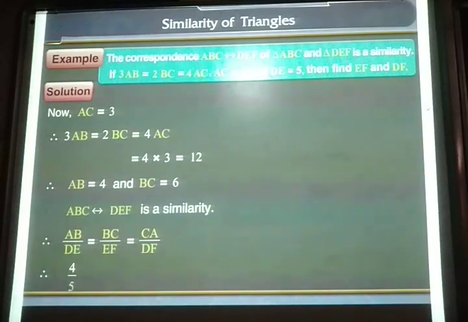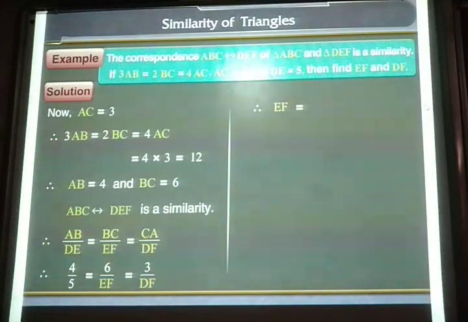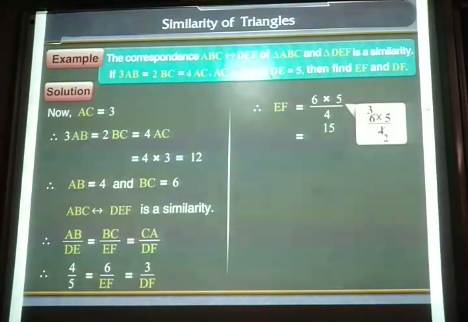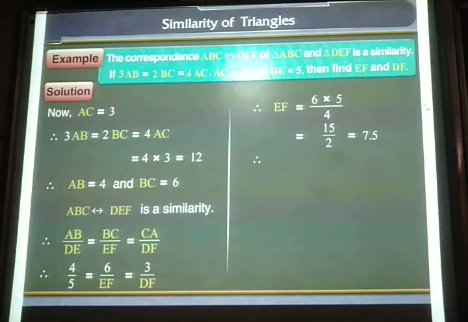Therefore, 4 upon 5 is equal to 6 upon EF is equal to 3 upon DF. Therefore, EF is equal to 6 into 5 upon 4, which is equal to 15 upon 2, which is equal to 7.5. Therefore, EF is equal to 7.5.